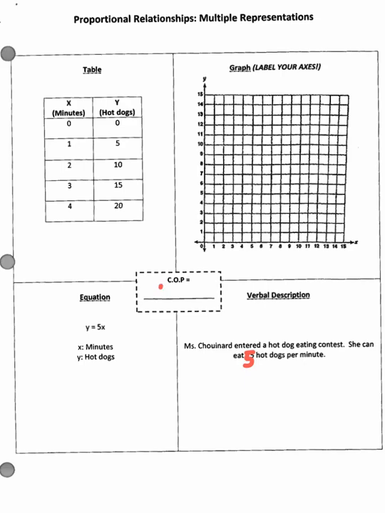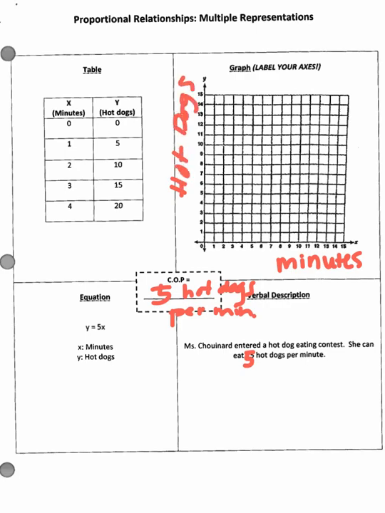So the COP is going to be 5 hot dogs per minute. When we go to graph that, we're going to have the number of hot dogs on our x-axis. Oops, sorry, no we will not. We will have the minutes, because that is the independent variable. So the number of minutes goes on the x-axis and the number of hot dogs goes on the y-axis. And so we get our graph starting at 0, 0 since it's proportional.